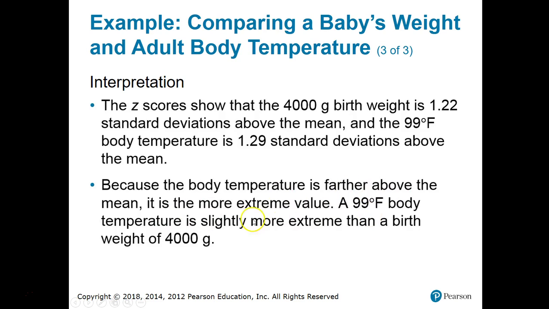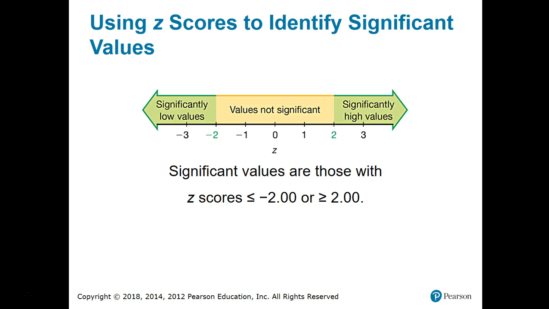Since the body temperature is further above the mean, we would expect that this would be a further extreme than the baby's weight of 4 kilograms or 4,000 grams. The higher you go, the more significant it is, and the lower you go, also the more significant it is.